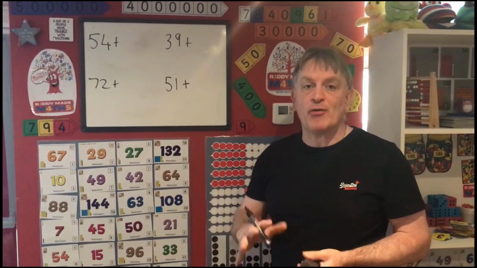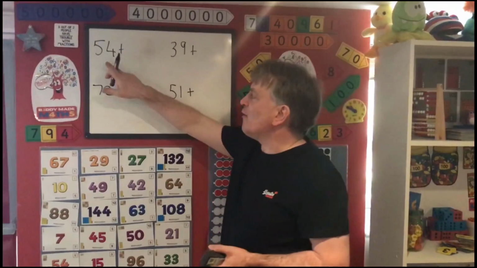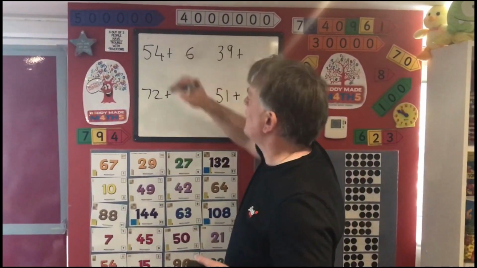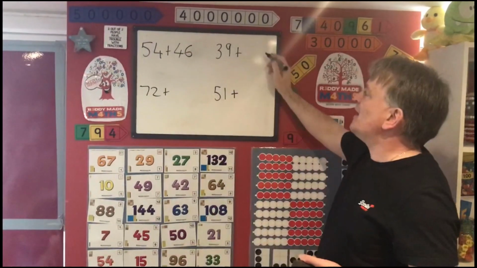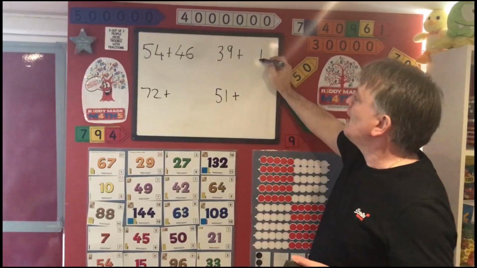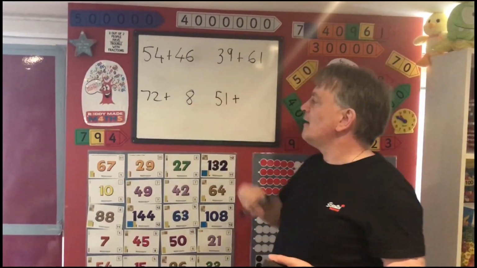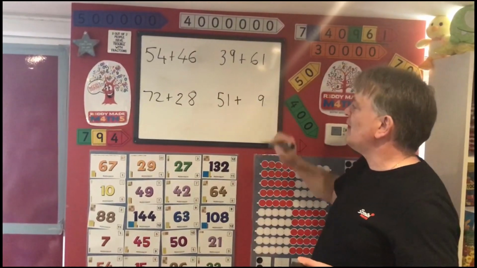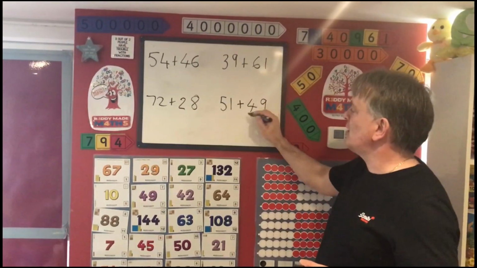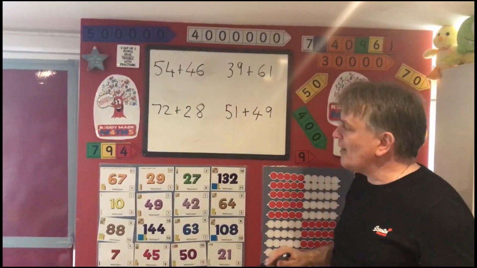Just to conclude, going into some of the stuff we looked at yesterday with that little trick we looked at for making bonds to 1,000, let's look at the same thing for bonds to 100. We just saw 54 add 6 is 60, add 40 makes 100. 39 add 1 makes 40, add 60 makes 100. 72 add 8 is 80, and 20 is 100, and 51 and 9 that is 60, and 40 that is 100.